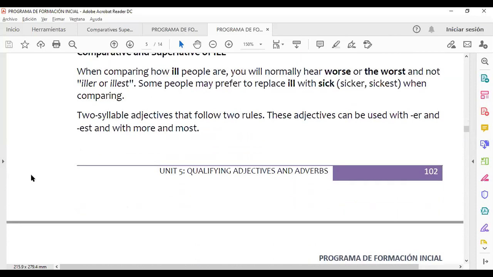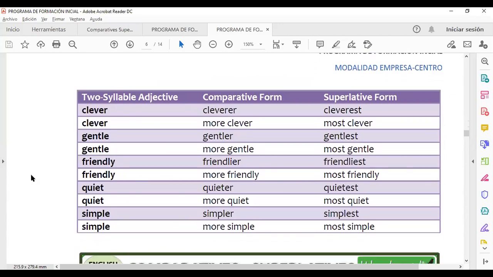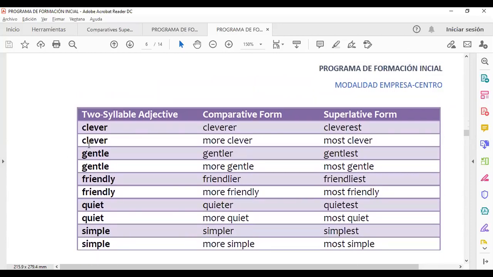Okay, so I have this information that you can see that we can use either the rule that we explained, adding ER, or we can add more. So these are some exceptions that we have for two-syllable adjectives: clever, gentle, friendly, quiet, and simple. Estas son algunas excepciones, es decir, que les acepta ya sea agregándole ER o more, ¿ok? Y de las dos formas sería correcto.